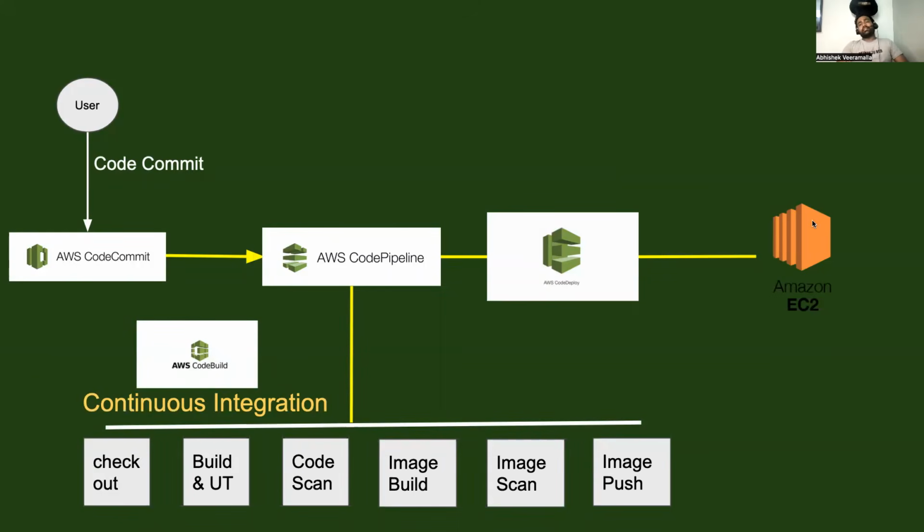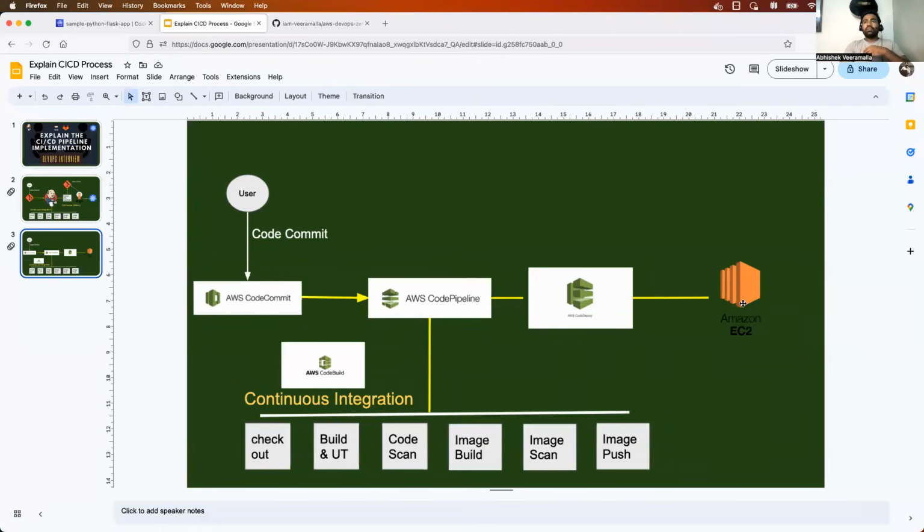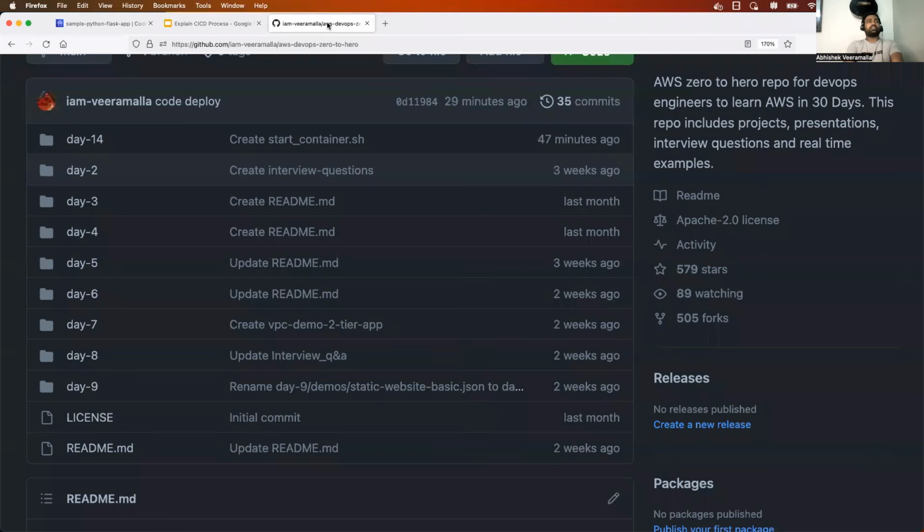So I need an EC2 instance now. Why do you need an EC2 instance? Because you will use this EC2 instance as a hosting platform, a platform where you deploy your application. So firstly, let's go and create an EC2 instance.